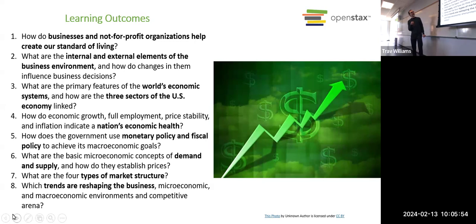We'll look at the internal and the external elements of businesses. Okay, so what are the factors inside a business that influence its success? But what are the factors from outside the business that have an influence? We'll look at the different economic systems in the world, again, like communism, socialism, and capitalism. We'll talk about the sectors of the US economy, which are households, governments, and businesses.